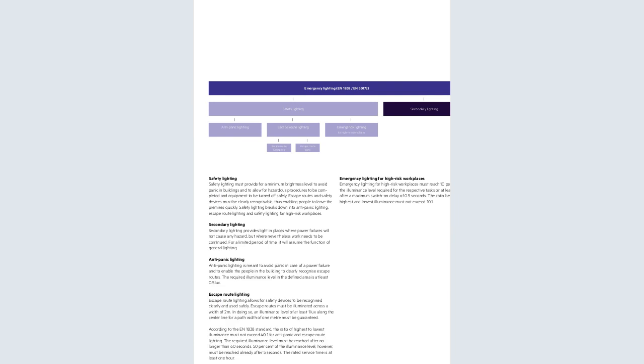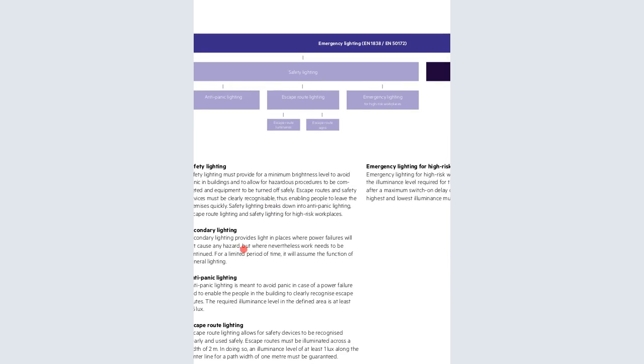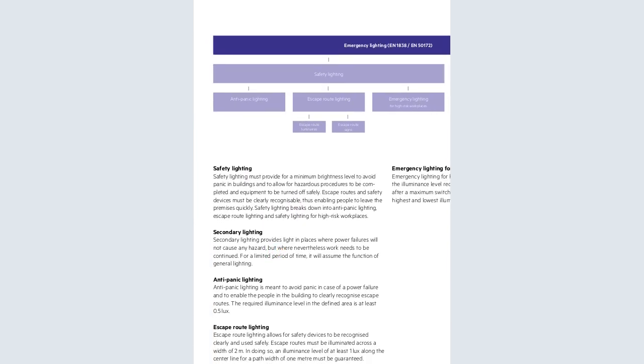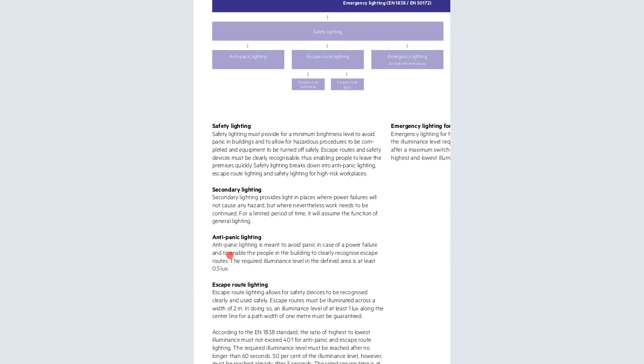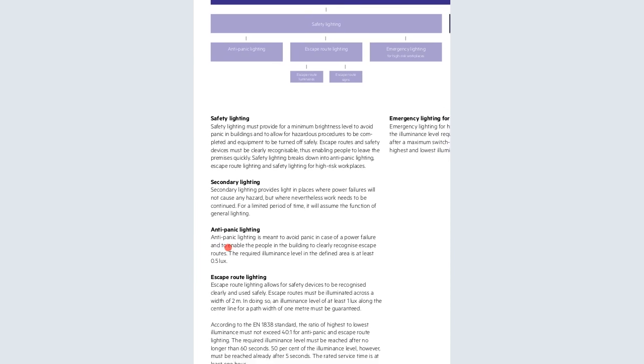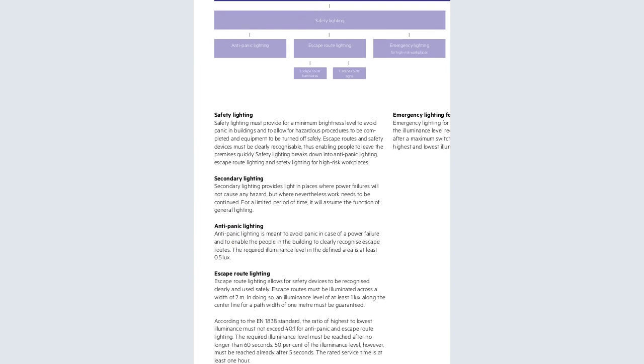Okay, so emergency safety lighting. We have the safety lighting, the secondary lighting, the anti-panic lighting, the escape route lighting. So the emergency lighting is under safety lighting. Under safety lighting, we have the panic, emergency, and the escape route lighting. The safety lighting must provide a minimum brightness level to avoid panic in buildings and to allow hazardous procedures to be completed and equipment to be turned off safely. Escape routes and safety devices must be clearly recognizable, thus enabling people to leave the premises quickly. Safety lighting breaks down into anti-panic light, escape route lighting, and safety lighting of high-risk workplaces.